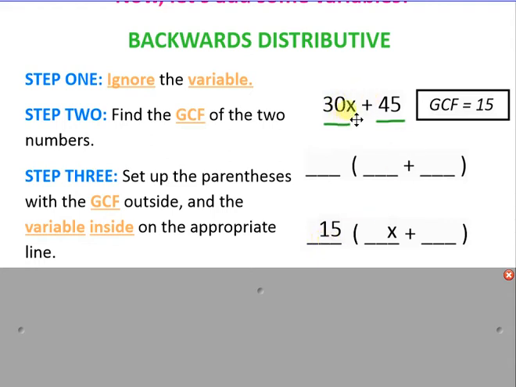Now, remember that you have a variable, and go back to your original problem. Was your variable with your first term or with your second term? Well, here it was with your first term, so put your variable back on the first line inside the parentheses.